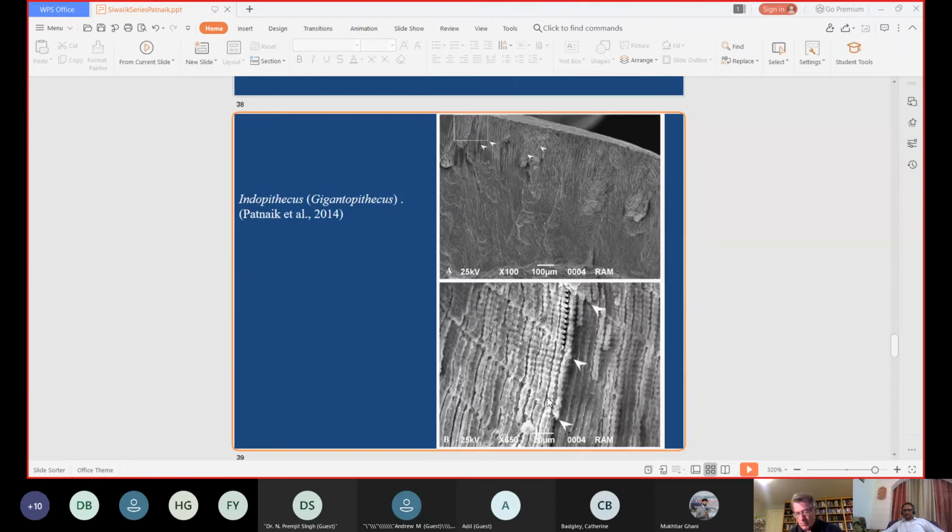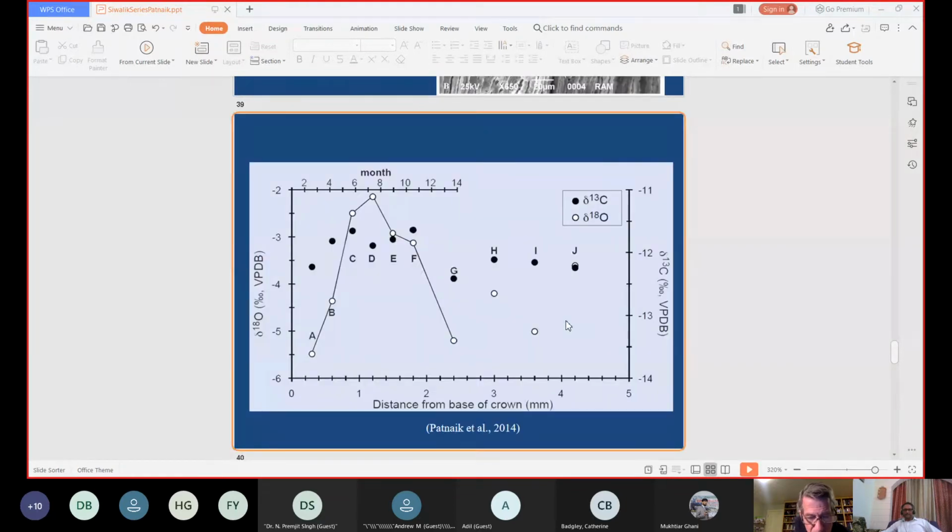To make it more robust, I actually counted the number of cross striations within each Retzius line. This is one Retzius line, and this is another one. The white ones are Retzius lines, and the black ones are the cross striations. These are daily secretions. So looking at the time covered, we found that we covered almost a couple of years, almost 1.5 years or more.